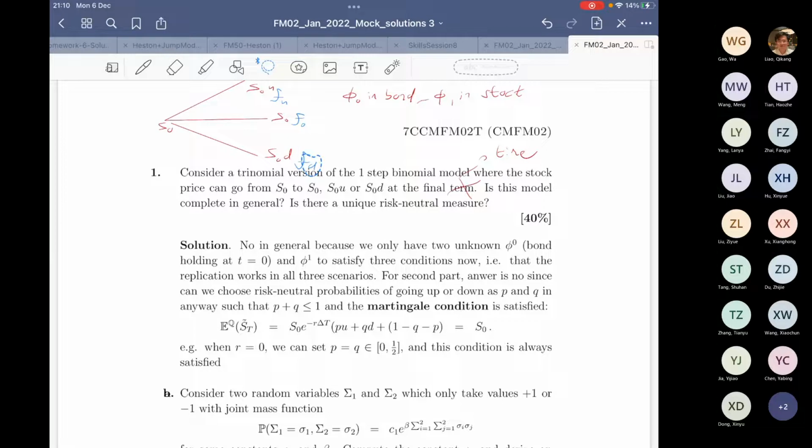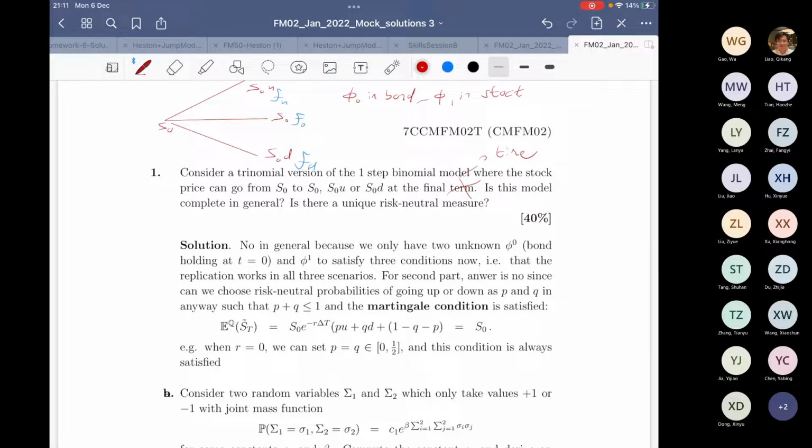The problem is now we've got the same two unknowns, but we've got three equations that need to be satisfied. So in general, if you've got only two unknowns but three equations to be satisfied, you're not going to be able to do that, apart from in some special cases, which we're not going to get into right now. Just to remind you what equations would need to be satisfied.